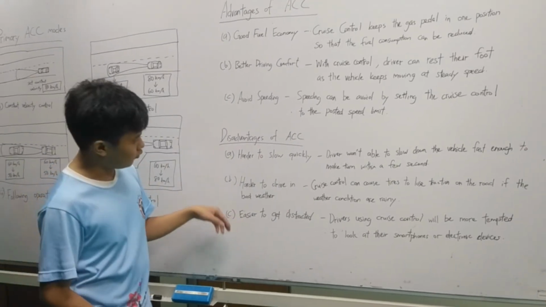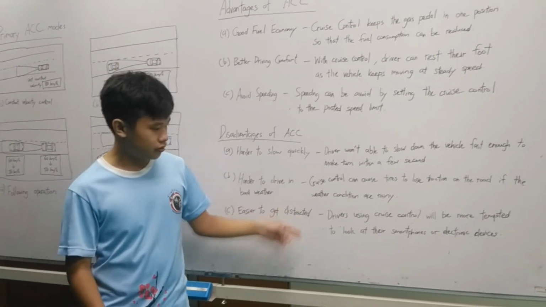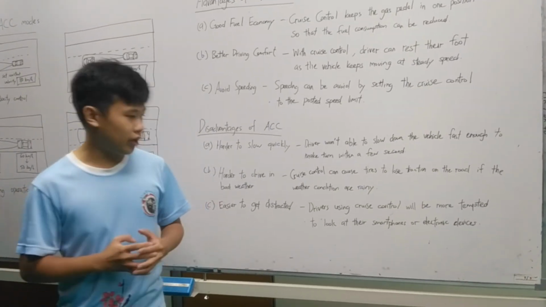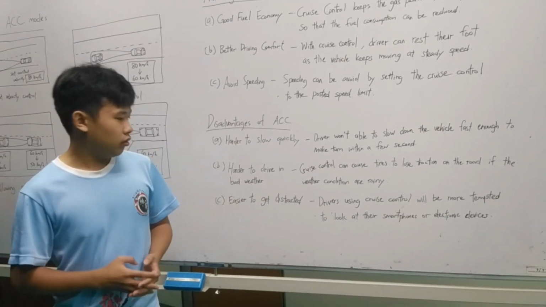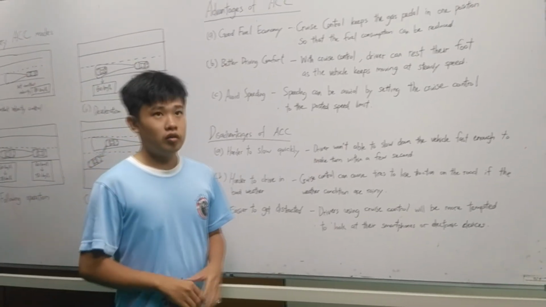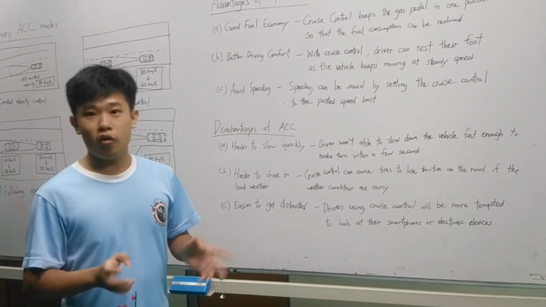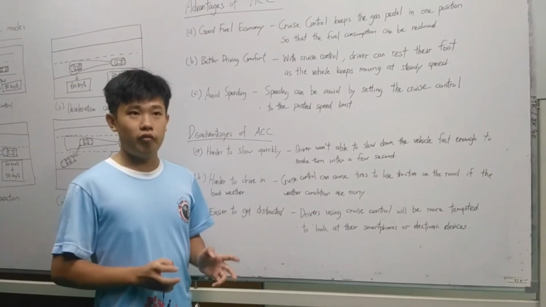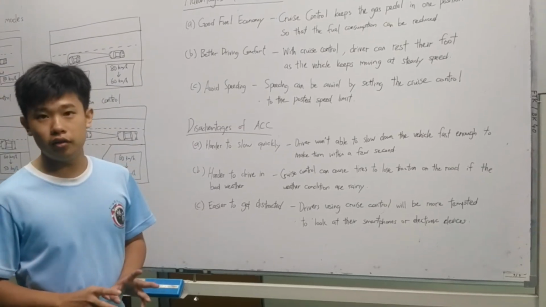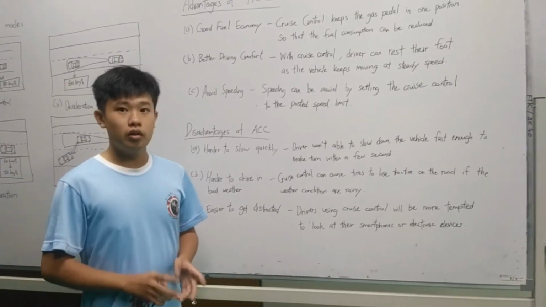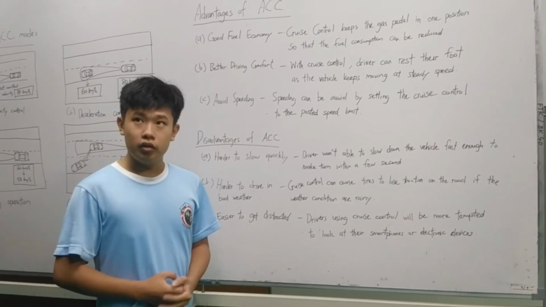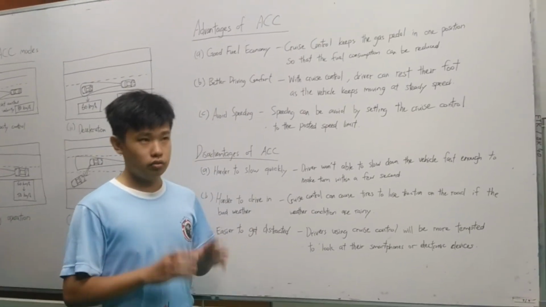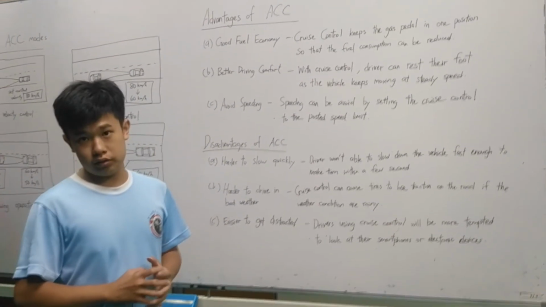Next, the following disadvantage is it is easier to get distracted. The driver using cruise control will have more time to look at their smartphone or electronic device. Cruise control's purpose is to make a more comfortable driving condition, a more comfortable environment. It does not encourage the driver to look at their smartphone. So if the driver loses their attention to the roadside, it will be dangerous to the driver.